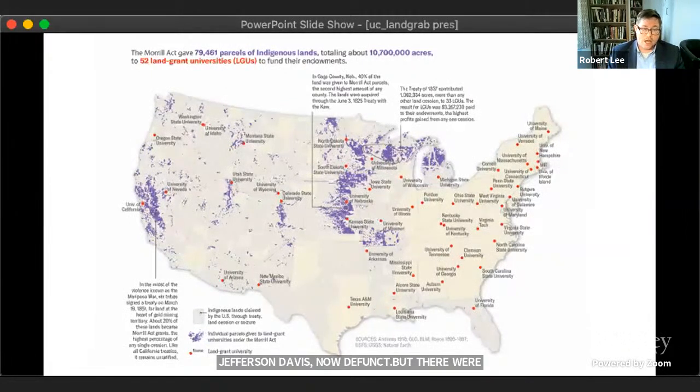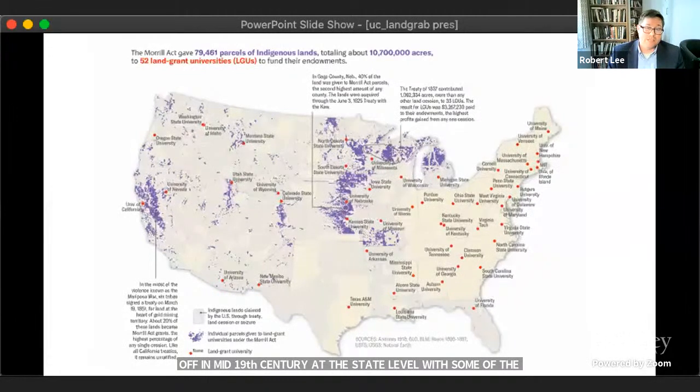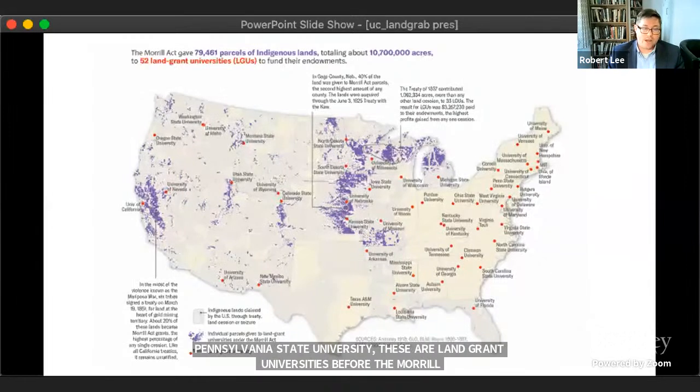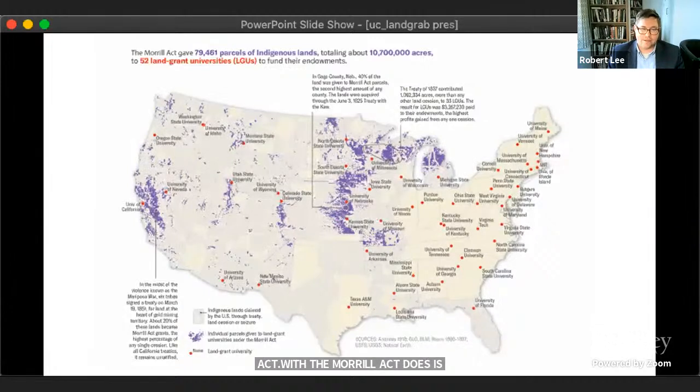But there were early land-grant universities, but the idea for what became the land-grant idea of funneling land out of the public domain to expand agricultural and mechanical education, it really takes off in the mid-19th century at the state level, with some of the universities that you see covered in this project here: Michigan State University, Pennsylvania State University. These are land-grant universities before the Morrill Act. And what the Morrill Act does is take what had been a more local project and nationalizes it.